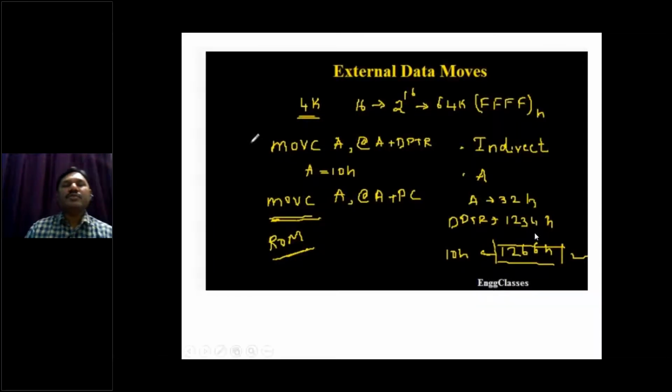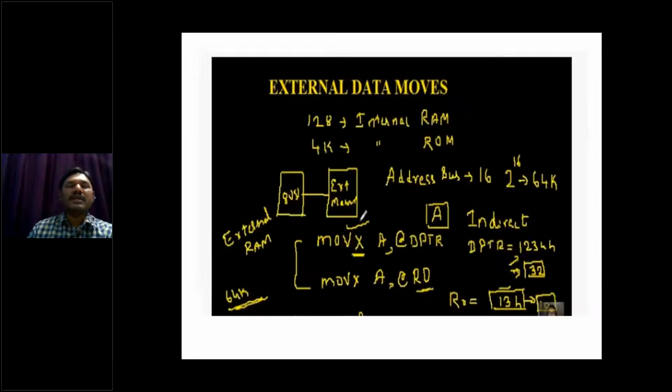Here, how to move the external data from code memory to the 8051 is using these instructions. MOVC stands for move the data from code memory: MOVC A, @A+DPTR, where @ indicates the address. We will see that later in the instruction set. And how to move the data between the 8051 and RAM memory? That is using MOVX: MOVX A, @DPTR, where @ indicates the address.